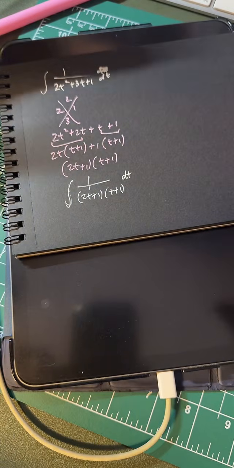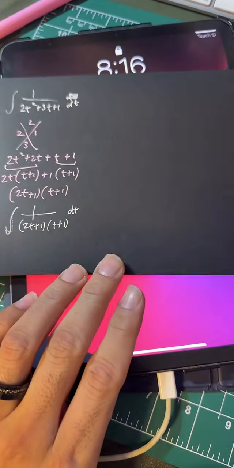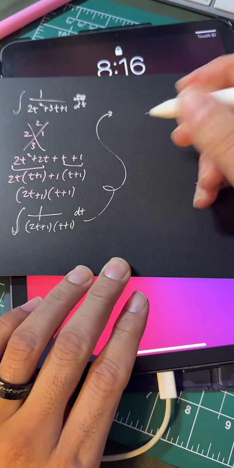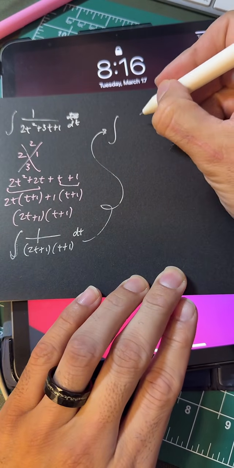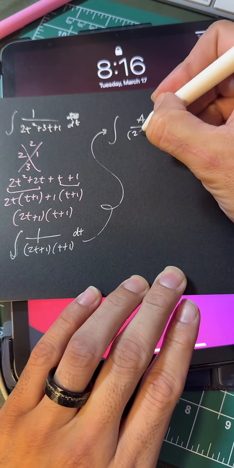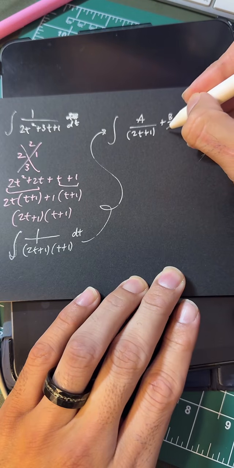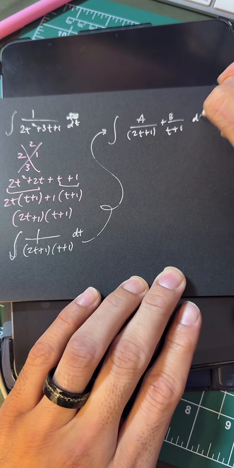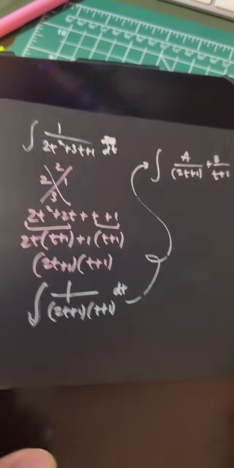Okay, so now we're ready for the partial fraction decomposition. Because once you can factor this out, the idea is that you rewrite this into a sum of rational functions. So we have the integral of a over 2t plus 1 plus b over t plus 1. Now, why am I doing just a and just b? Well, on the bottom, notice that we have a linear factor.